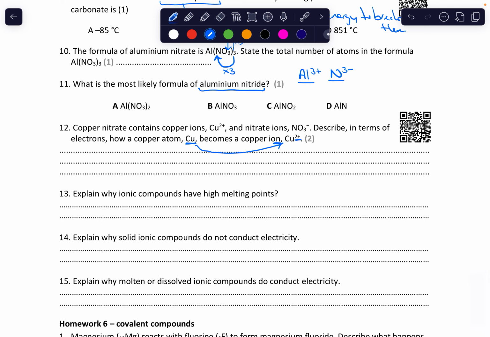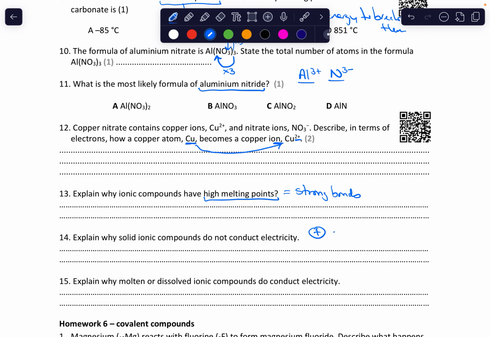Number 13, ionic compounds have high melting points. Well, they have a high melting point. What does that tell me about this substance? It tells me that the bond must be strong. So there are strong bonds in there which need a lot of energy to break.